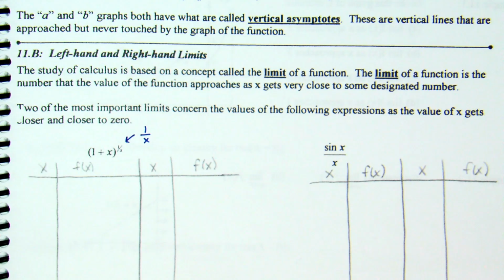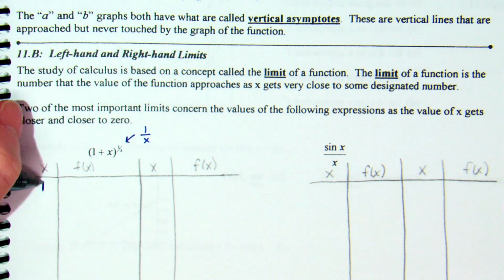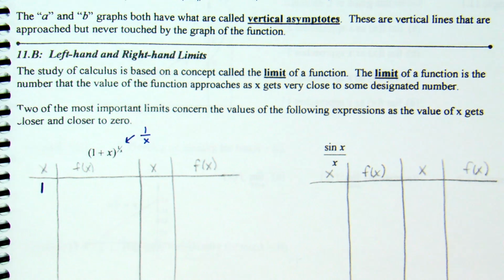Okay, so what I want to look at is as x gets, what do we talk about? Closer and closer to 0, yes? So let's start with 1. If you put in 1, I don't think I've done this in a chart in the past or if I've just done it like this. If we put in 1, what are we going to get here? 2. Okay?